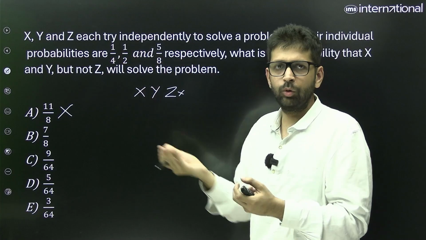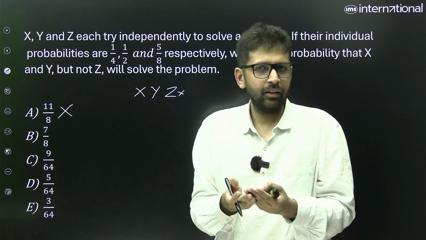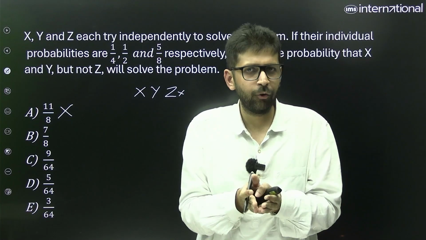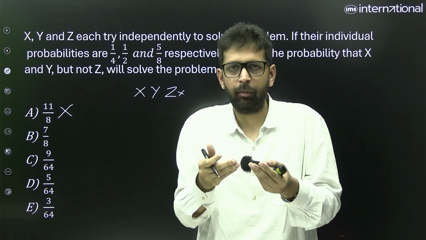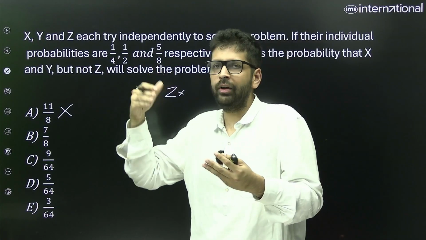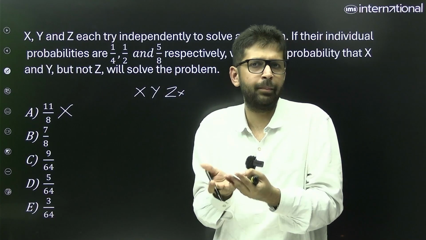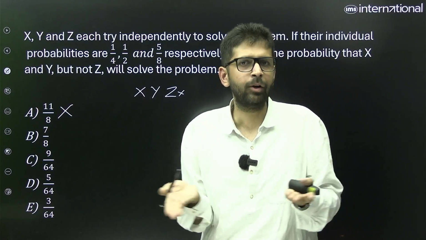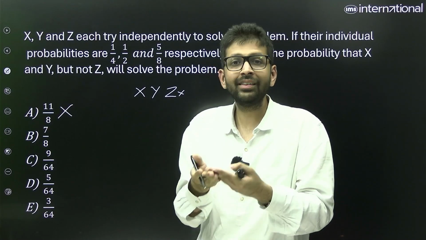If X is able to solve a question and the probability is 1 by 4, can I say that X not able to solve that problem would be 3 by 4? Because hey, you can either solve a problem or you cannot solve a problem. There is no in between, right? So therefore, if my probability of solving a question is, let's say, 1 by 4, that out of 4 times I am able to solve the problem only 1 time, the rest of the 3 times I won't be able to solve the problem, and therefore my probability of not able to solve that problem would be 3 by 4.